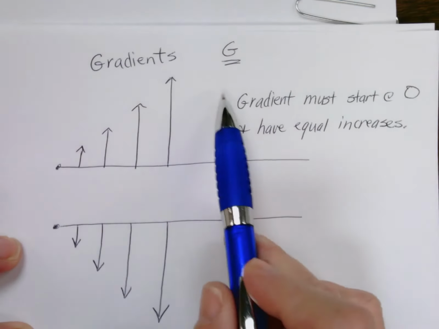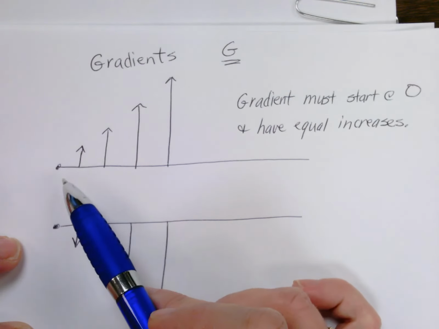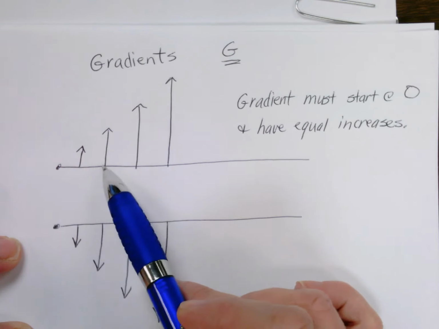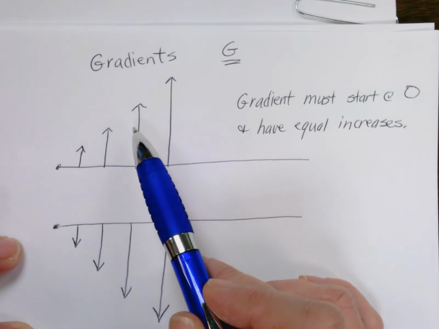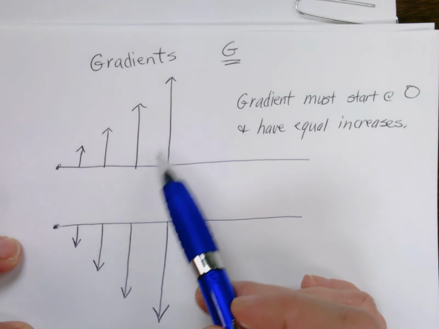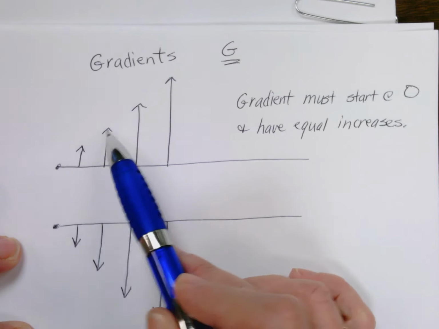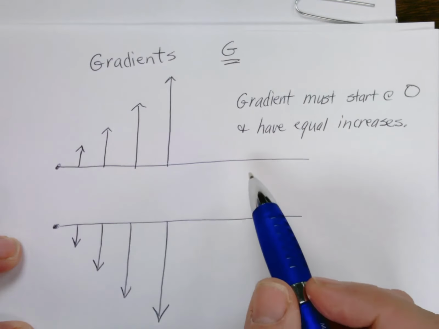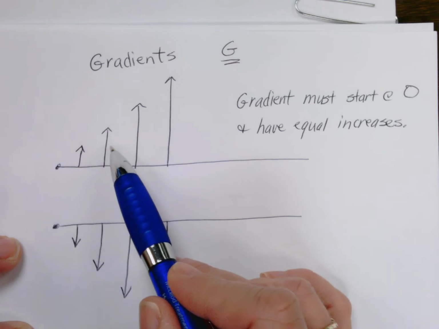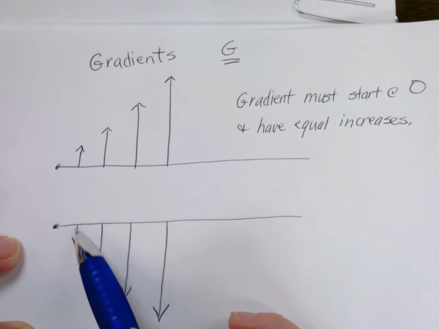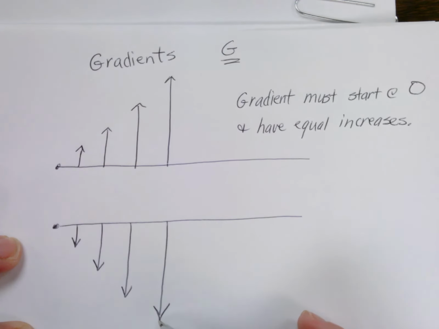Gradients, designated by the letter G, are a series of cash flows similar to an annuity, a series of cash flows that happen at regular intervals, but they increase in amount every year or decrease in amount with every payment. The rules of a gradient are that it must start at zero and have equal increases each year or each period. The cash flows in the gradient can be coming into the company, designated by up arrows, or a gradient could be comprised of cash flows that are going out of the company.